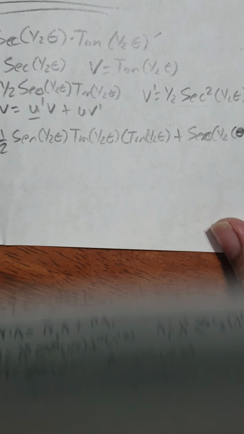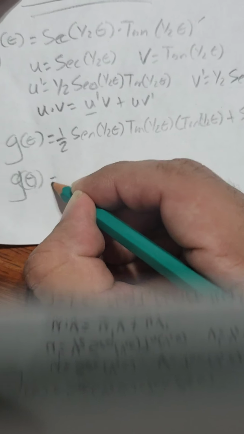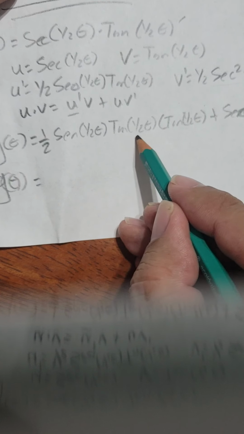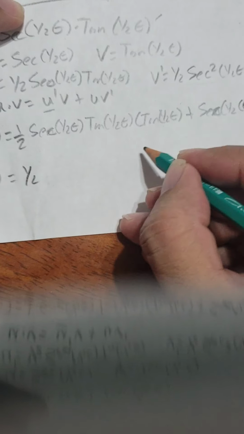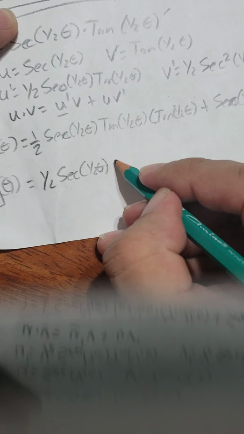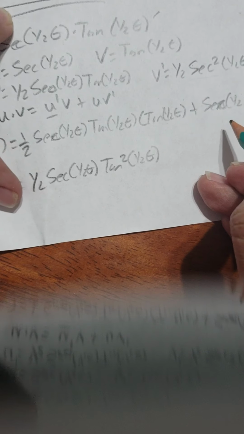Now, it's a big problem here. Let me try to have all the screen in the exercise. Now let's simplify this part. We have here tangent 1/2 theta multiplied by tangent 1/2 of theta. Remember, this is secant, sorry, I said sine, but it is secant. It will be 1/2 secant of 1/2 of theta multiplied by tangent to the second power of 1/2 of theta.